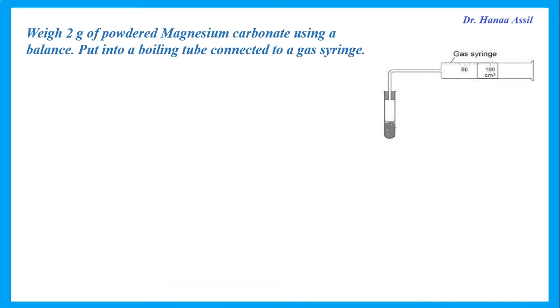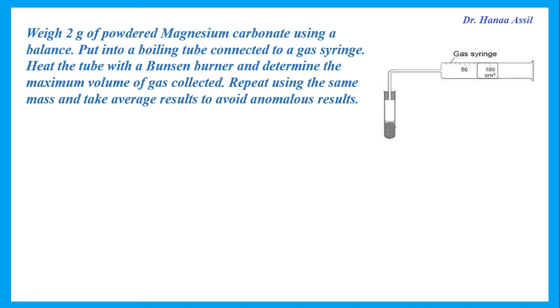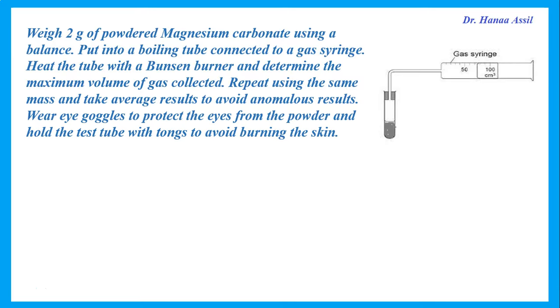So this could be the apparatus we're using, a test tube connected to a gas syringe or a flask connected to a gas syringe. Weigh 2 grams of powdered magnesium carbonate using a balance. We mentioned the apparatus. Put into a boiling tube connected to a gas syringe. And then what should we do? Heat the tube with a Bunsen burner. Determine the maximum. This is what we're measuring, the maximum volume of gas collected. Repeat using the same mass. Take average results to avoid anomalous results. So that's something we should say.